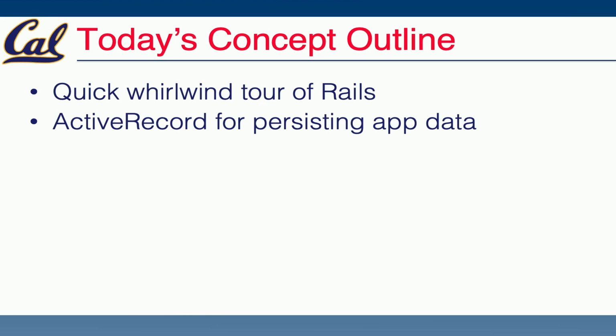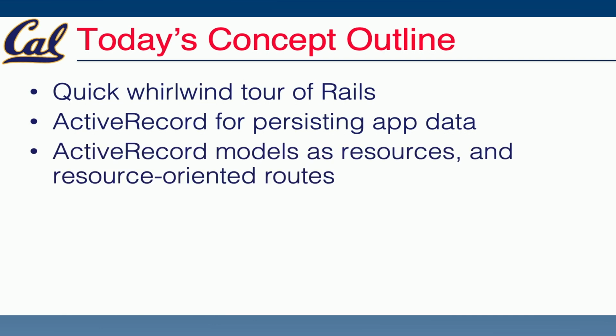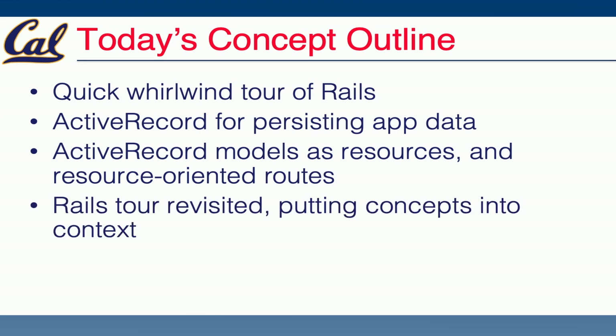We're going to spend a lot of time talking about Active Record, which is the framework within Rails for how we persist and interact with a database. We're going to spend time looking at models, objects in our database that we call resources, and resource-oriented routes. So when we talked about RESTful design, we're going to see a bunch of that. And we're going to continually revisit this.